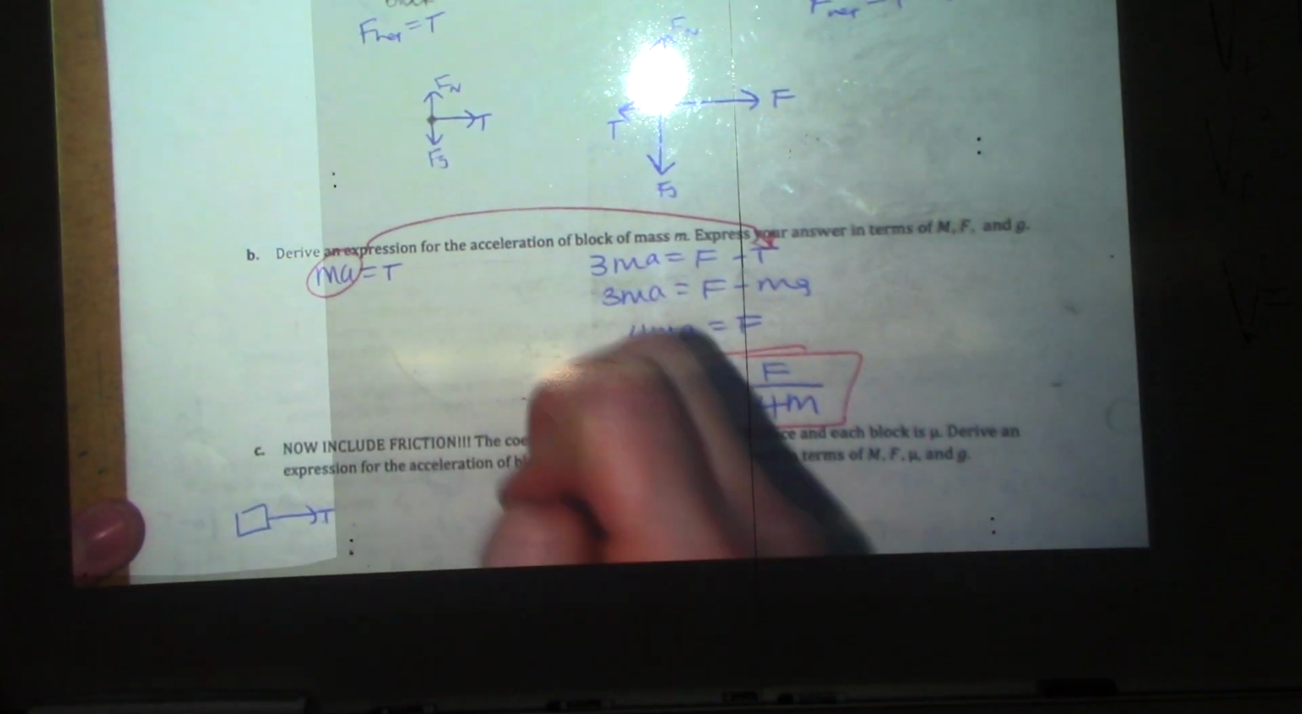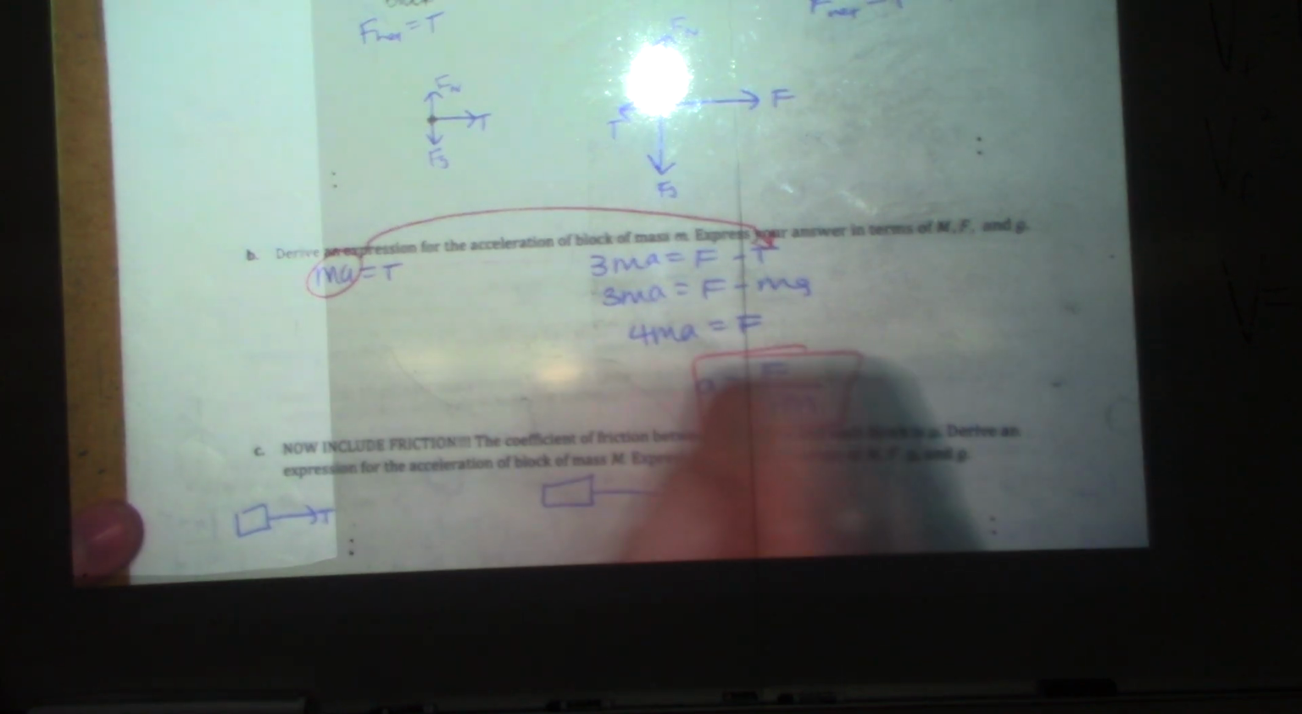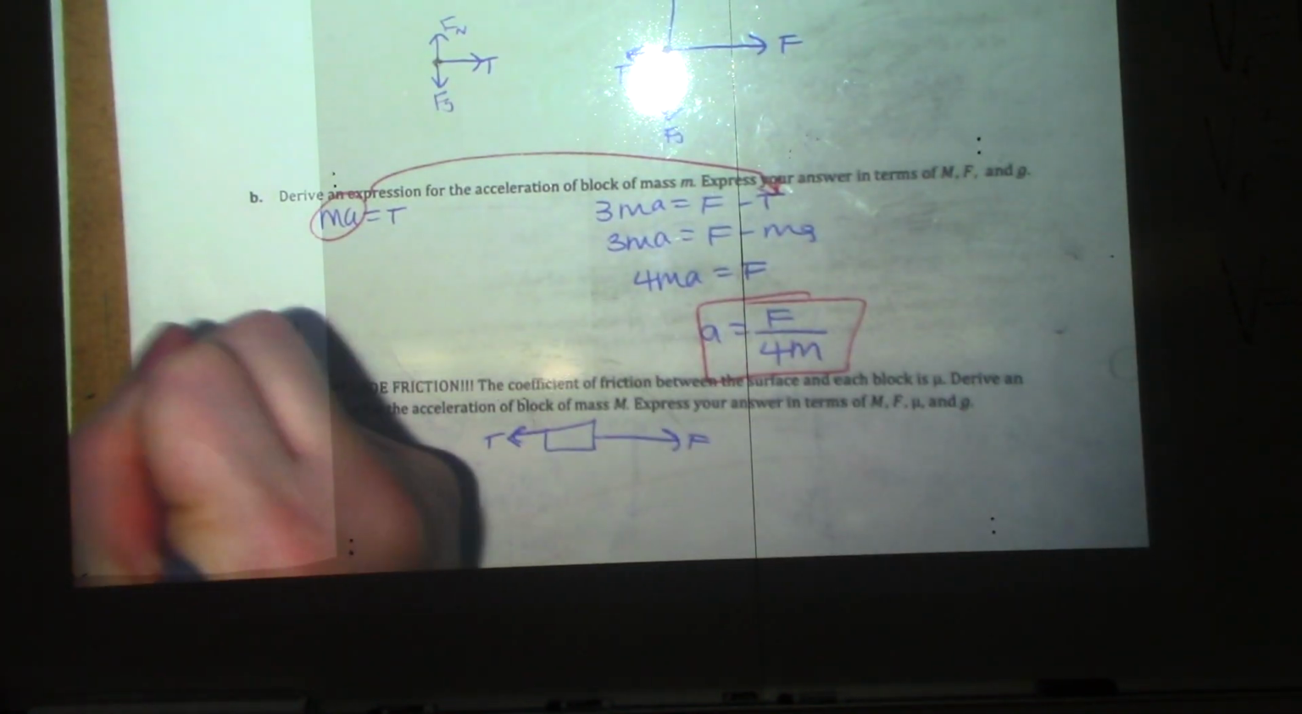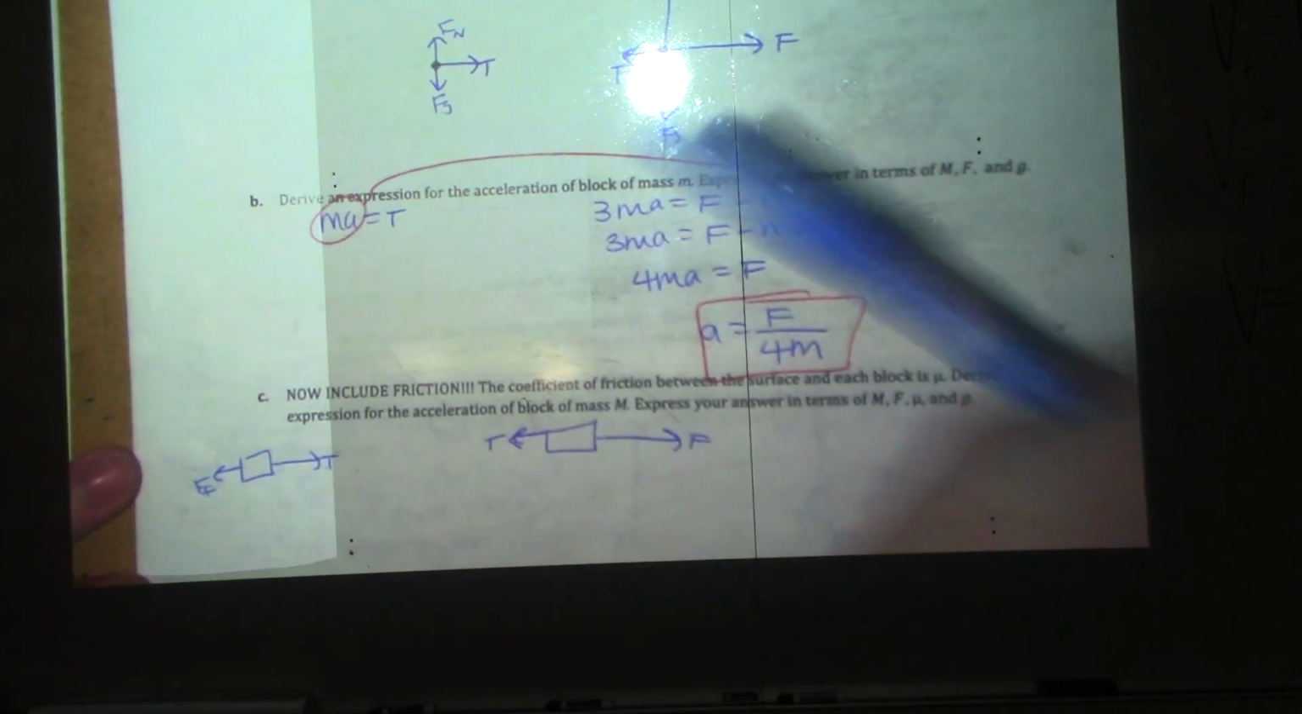Now, I'm asking you to include friction, so I'm going to redraw my free body diagram real quick. I've got tension, I've got this applied force, right? I haven't changed that. All I'm doing, and this should be roughly the same, is saying these now have friction. So friction, if it's trying to move this way, the friction is going to be against it in each case.